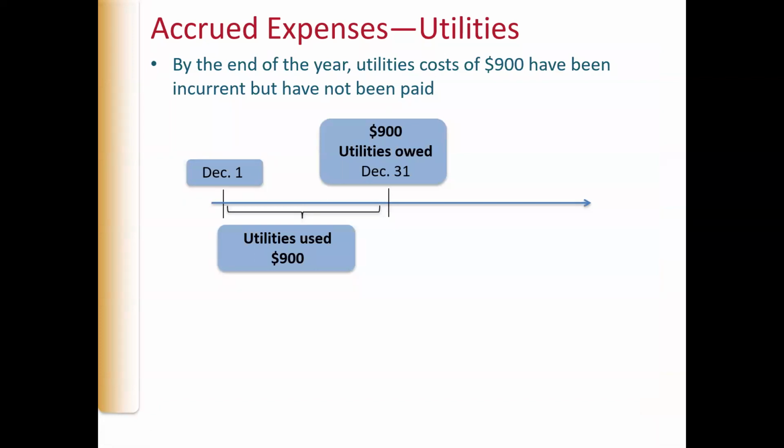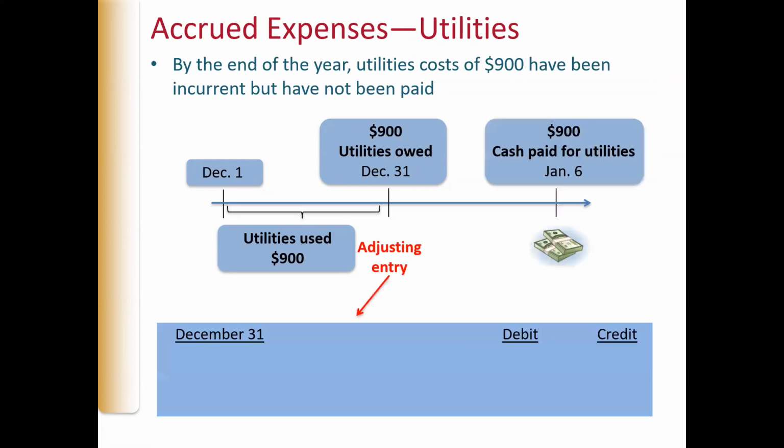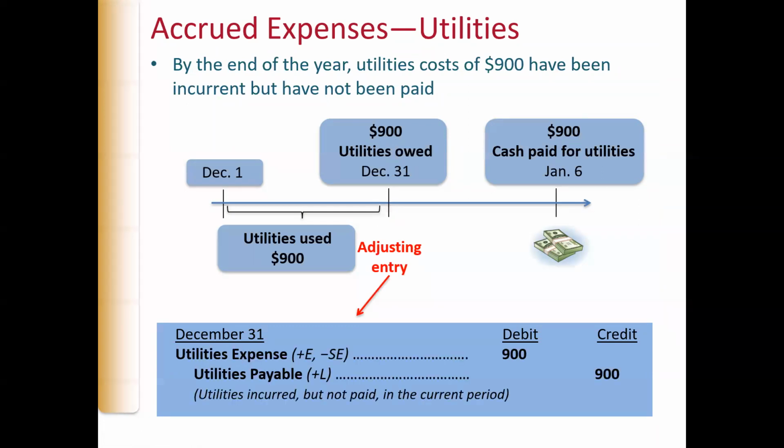What about this? By the end of the year, utility costs of 900 have been incurred, but not yet been paid. We paid the bill on January 6th, but it occurred in December. Therefore, we have to debit our utilities expense and credit our utilities payable.